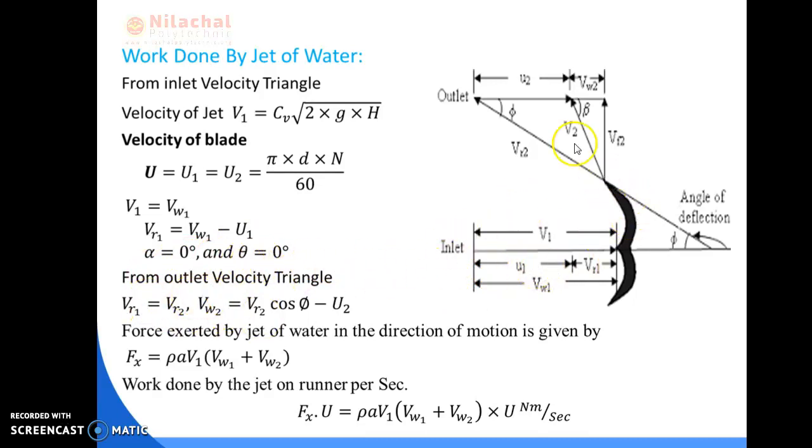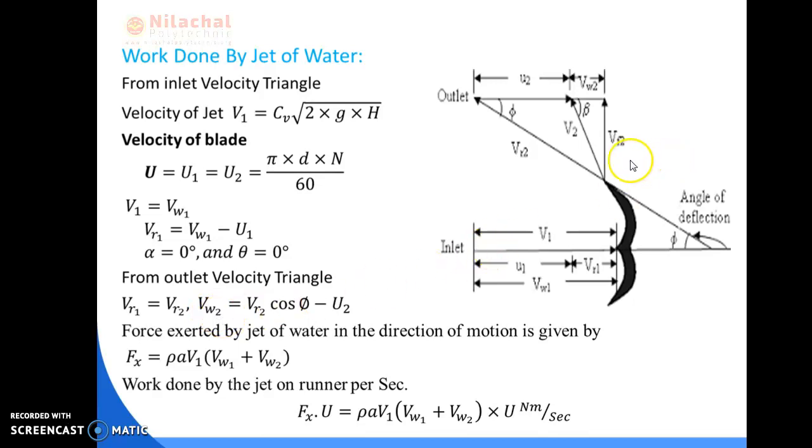Now from the velocity triangle at outlet, the buckets already have a smooth surface or are finished with a smooth surface, hence the velocity with which the water is striking at the splitter will be followed by the same value at the outlet. So Vr1 is equal to Vr2. From the triangle we have Vr2 cos phi minus U2 is equal to Vw2.